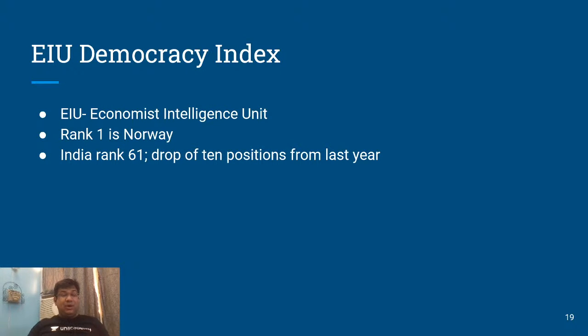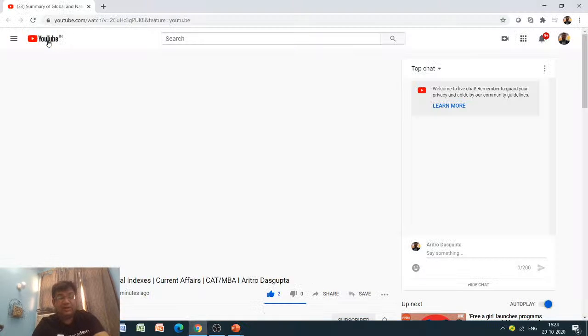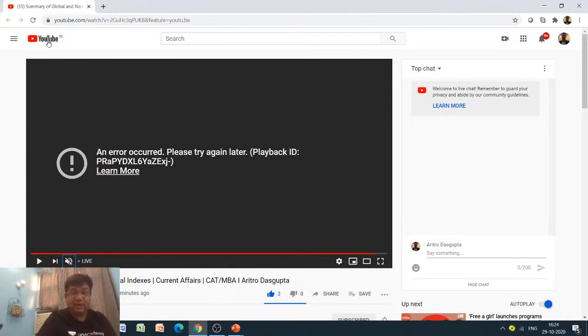India's rank is 61, which is not bad, but what is alarming is that we have seen a 10 position decline from last year.